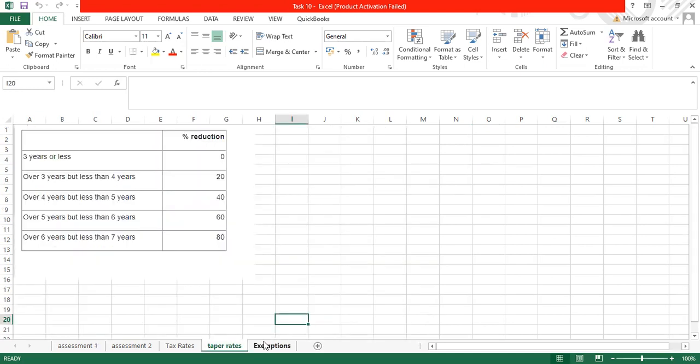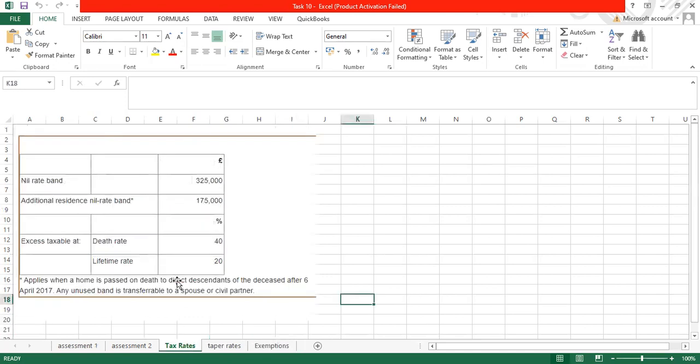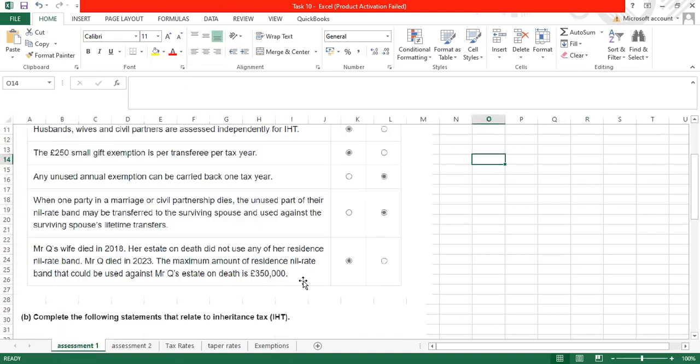So if we look here now, the resident nil rate band is 175,000. If we add 175,000 plus 175,000, it should equal 350,000. So this is the reason it is showing the maximum amount of resident nil rate band available is 350,000. 175,000 plus 175,000 is equal to 350,000. It is correct.